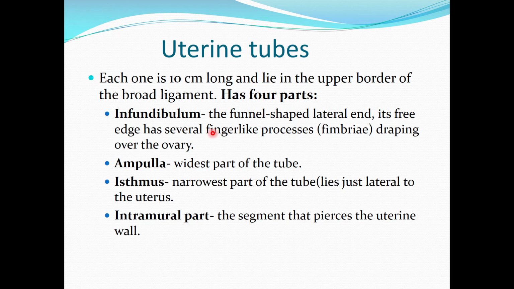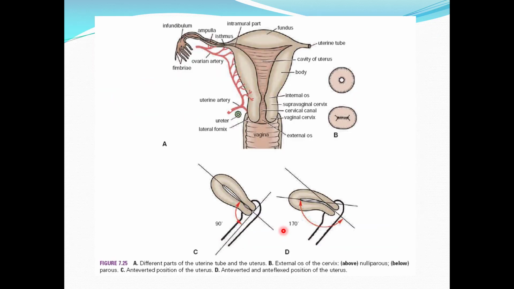So here we have discussed infundibulum, which is the funnel shaped lateral end. Its free edge has several finger-like processes which are called fimbriae. They are draping the ovary. Then ampulla, which is the widest part of the tube. Then the isthmus, which is the narrowest part of the tube and it lies just lateral to the uterus. And fourth part is the intramural part, the segment that pierces the uterine wall. See here in this diagram, this is the intramural part, this is the isthmus, which is the narrowest part, this is the ampulla, which is the widest part, and this is the lateral part, which is funnel shaped infundibulum, which is ending in the fimbriae. So these are the fimbriae.